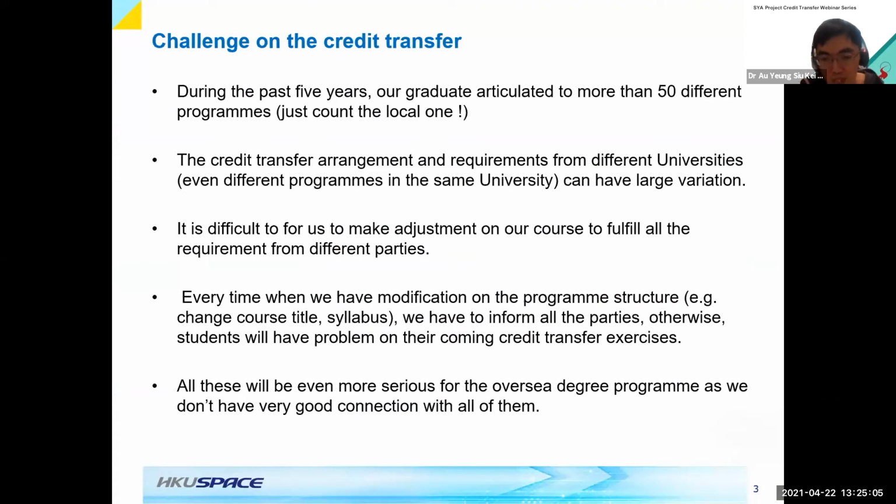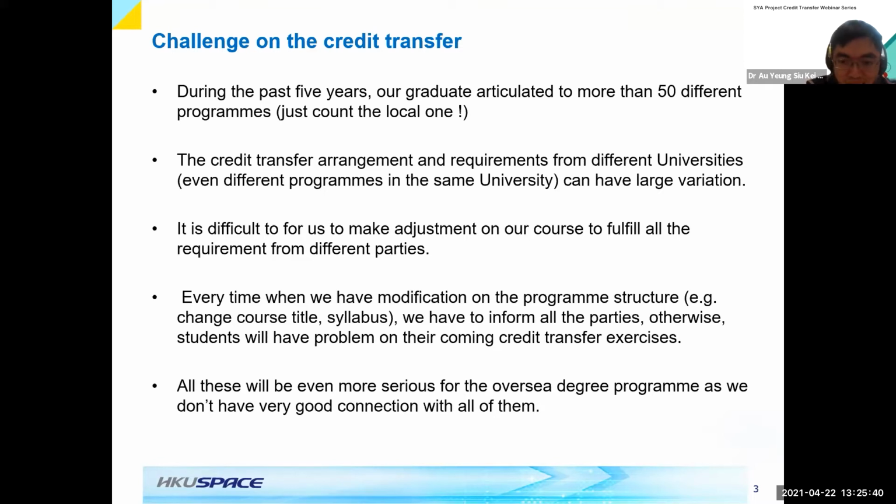We actually face a lot of difficulty with credit transfer. The major problem is that our graduates will articulate to more than 50 different programs, just counting local ones, not overseas. And we found that the credit transfer arrangements and requirements from different universities, even different programs in the same university, may have very large variation. It is very difficult for us to adjust our courses to fulfill all those requirements from different parties.